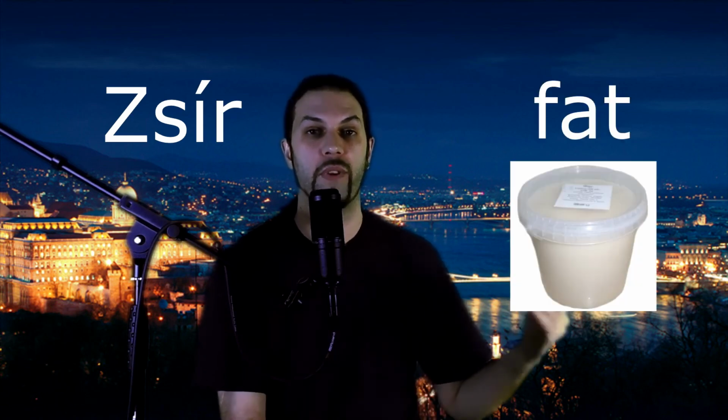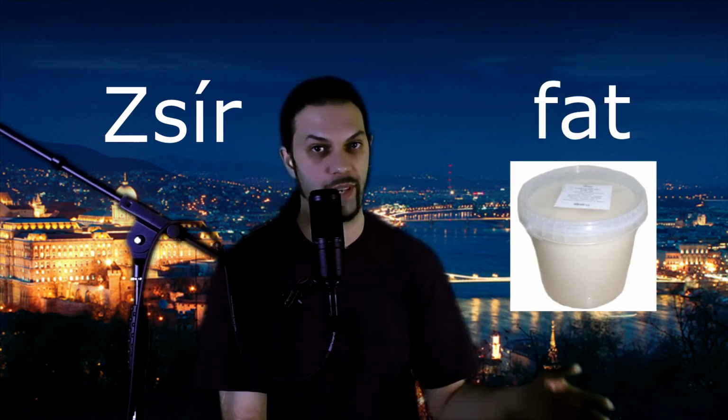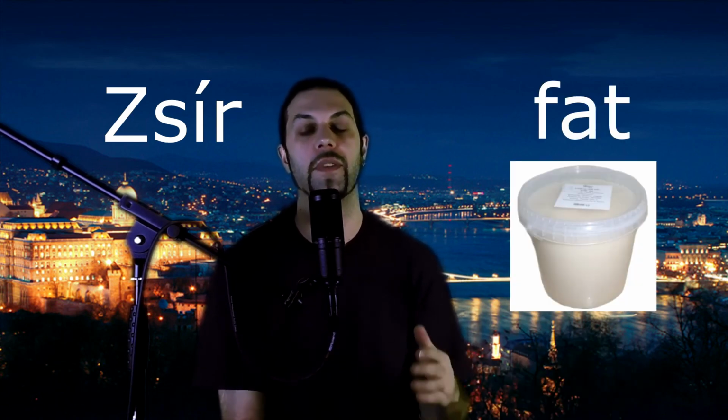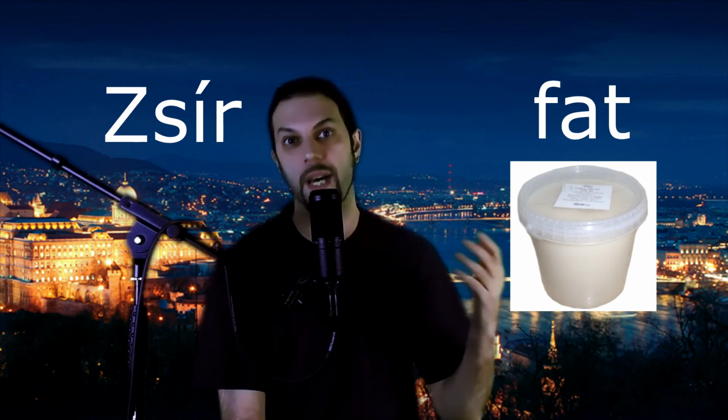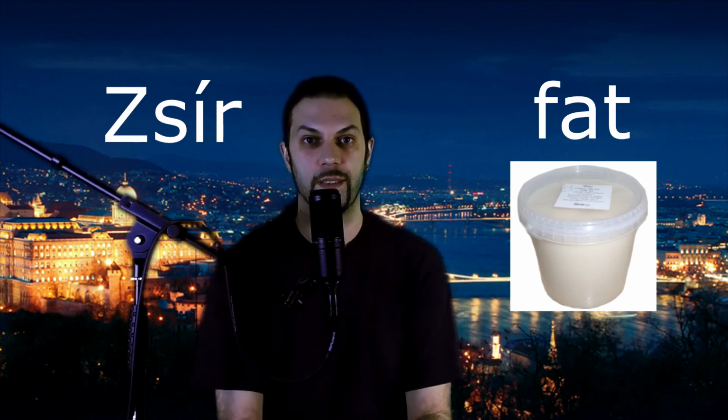Zsé. An example with this sound would be the word zsír. Again, it's a long E. Zsír. It means fat, but it's not like someone is fat. If someone is fat, we have a different word for that. It's body fat, okay? Zsír.